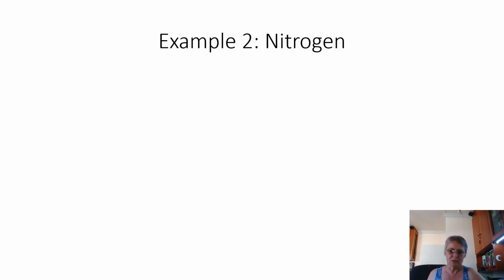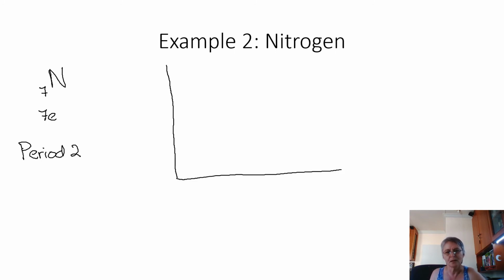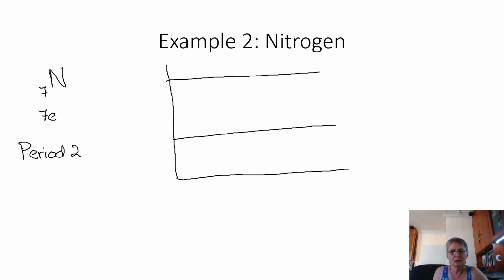Example 2 is nitrogen. So nitrogen has an atomic number of 7, meaning that it's got 7 electrons. It's in period 2, meaning it's got 2 energy levels. So when I draw my Aufbau diagram, it's got 2 energy levels.